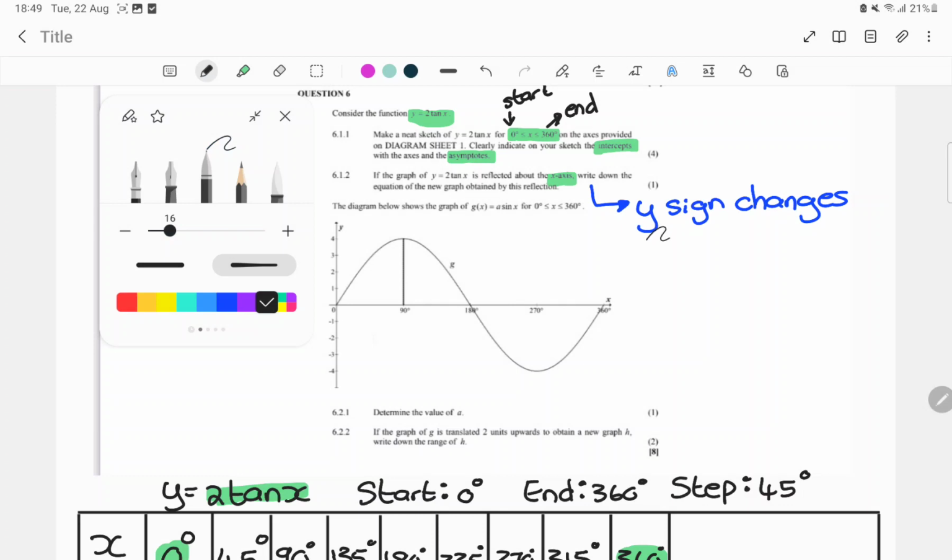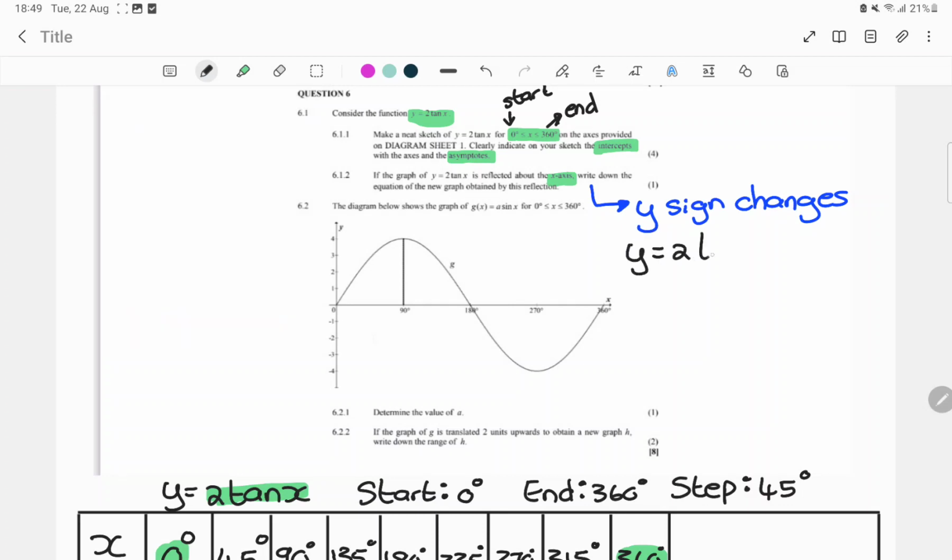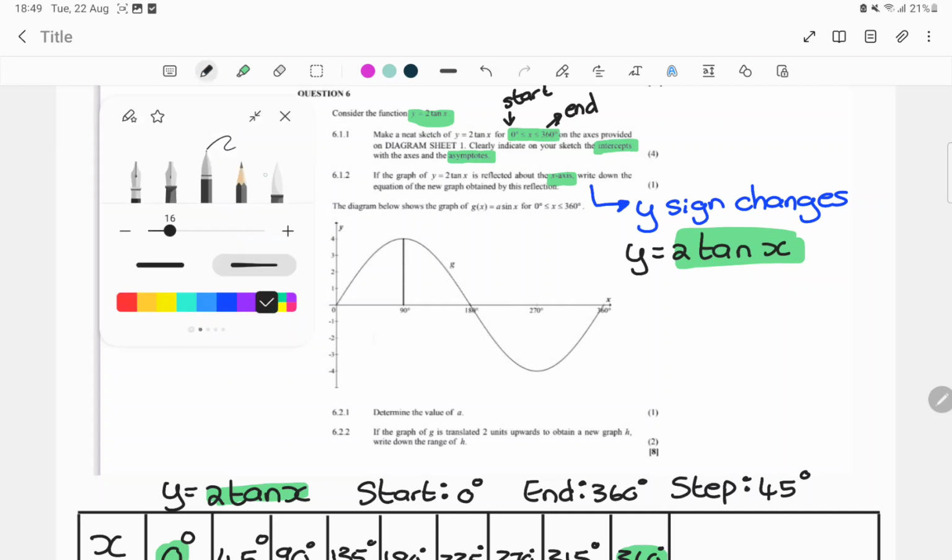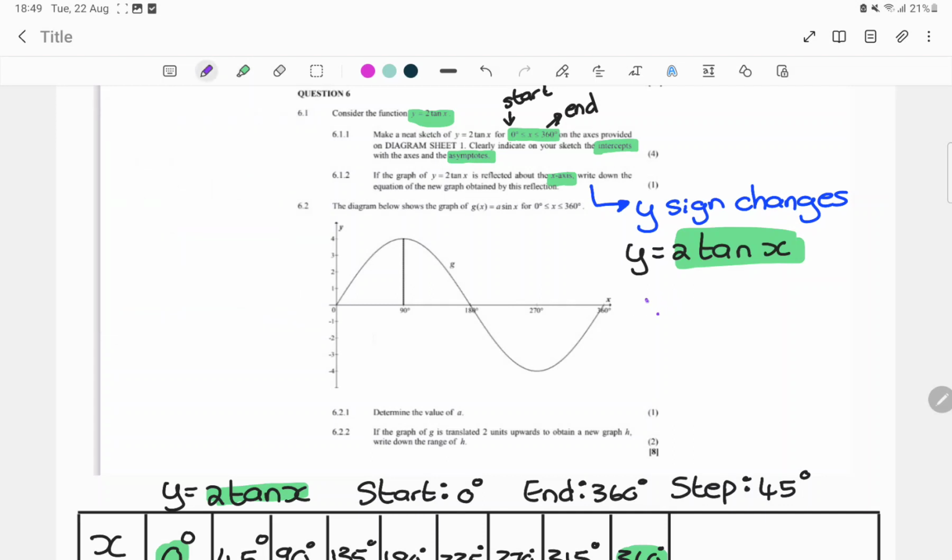And if my graph was going down, it is now going up. Alright, so originally I had y equals 2 tan x. So now if it's going to reflect, it means my entire thing, all of my signs have to change to the opposite side. So I had a positive 2 tan x. So now if it is reflecting, it's going to become y equals negative 2 tan x.